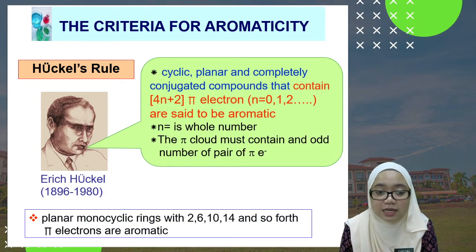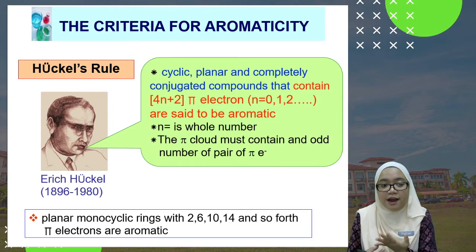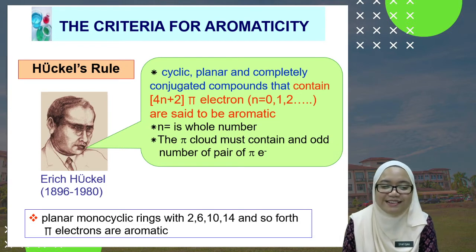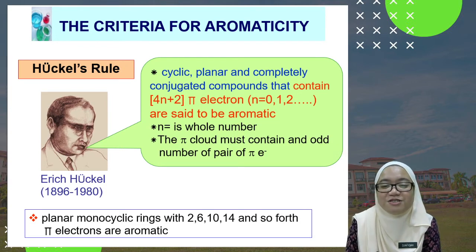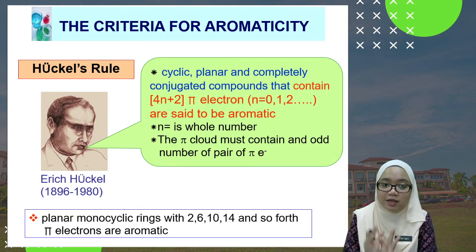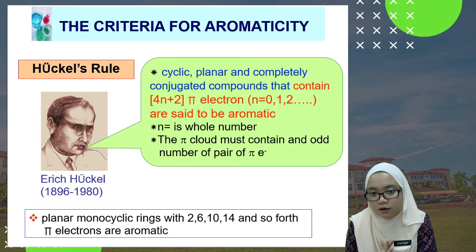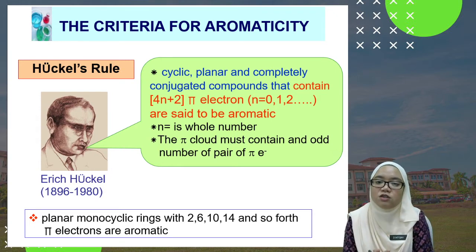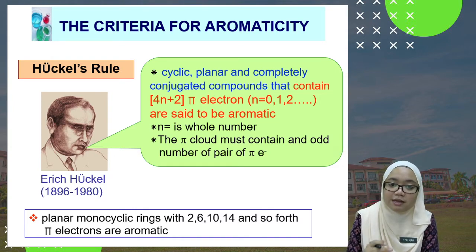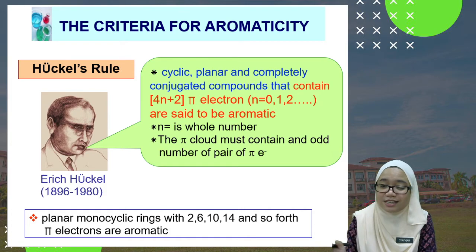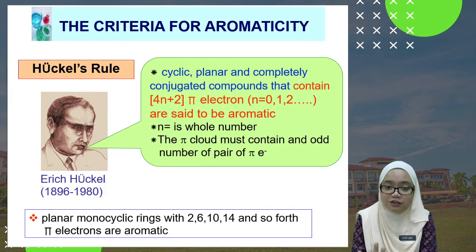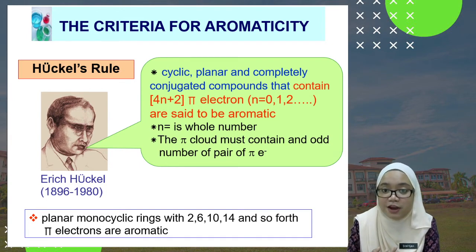Alright, so Huckel's rule was first introduced by Erich Huckel in 1896. Huckel's rule tells us that for a structure to be aromatic, it must be a cyclic, planar, and completely conjugated compound that contains 4n plus 2 pi electrons, where n equals 0, 1, 2, which are integers. So if it follows these criteria, then the compound will be an aromatic compound.